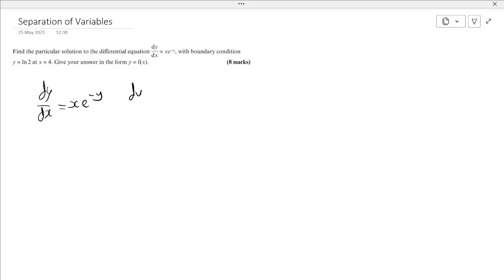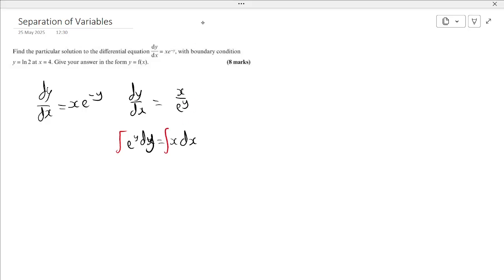Here you could do it in a few ways. Think of e to the minus y as 1 over e to the y. That's probably the best way. So to make sure that all the y's are on the left, I can just multiply by e to the y, and then multiply by the dx as well. Perfect. All the y's on the left, if I did it correctly. So that dy was just this dy here. All the y's on the left, all the x's on the right. So I'm ready to integrate.